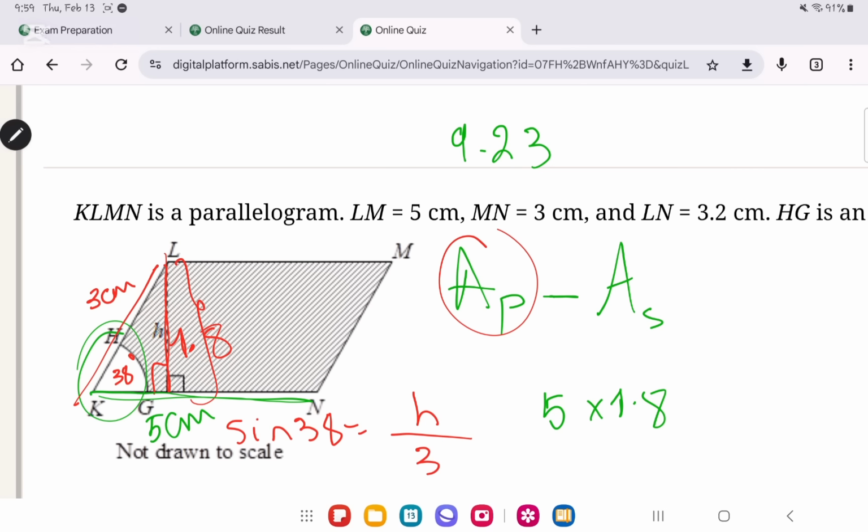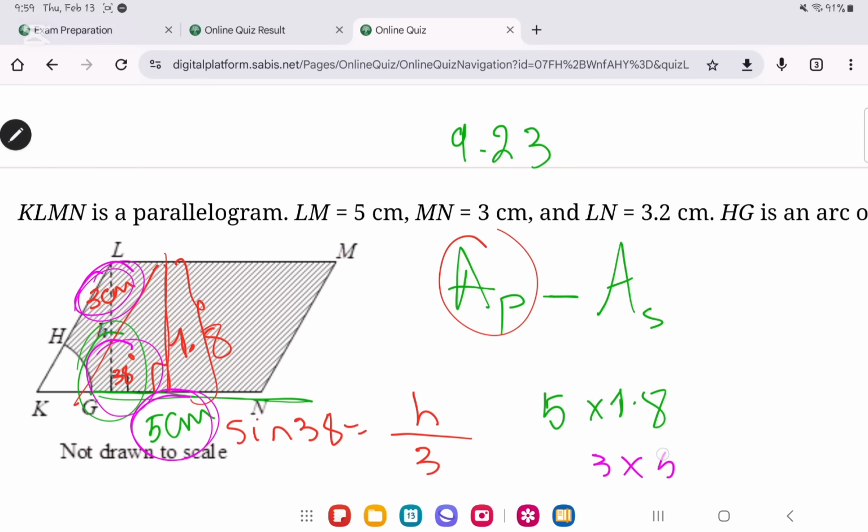Now another way to do it, if you don't have the height, is that you could take side times side. You will multiply side times side, so it's going to be 3 times 5. But instead it is multiplied by the sine of the angle in between them. So it would be 3 times 5.